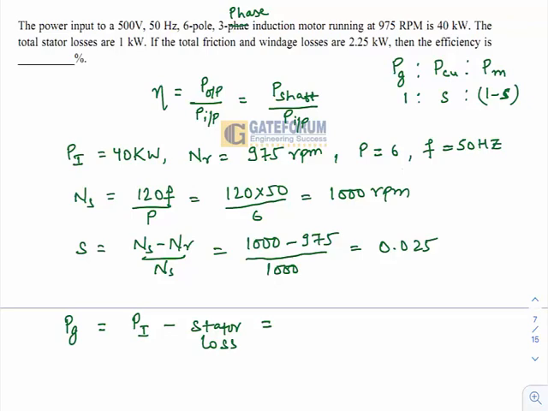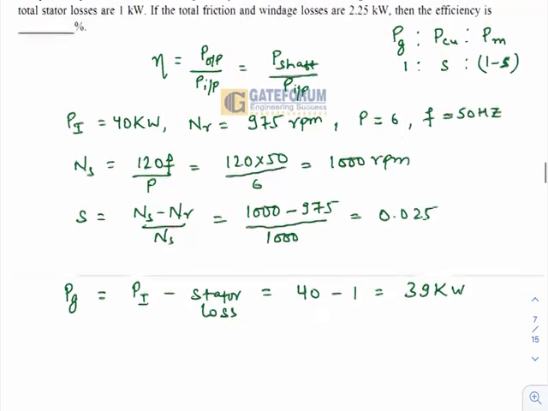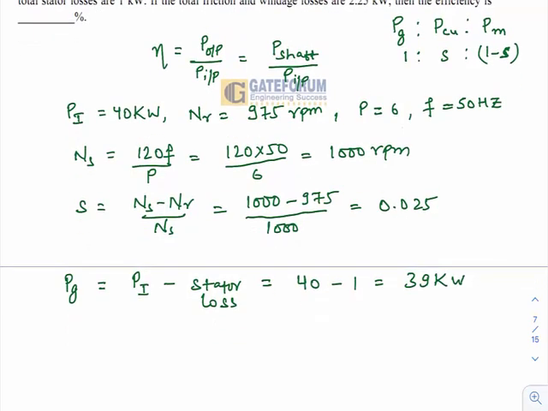तो PI कितना दिया हुआ है? PI दिया हुआ है आपको 40 किलोवाट minus stator losses, that is 1 kilowatt, you will get as 39 kilowatt. So PG air gap power comes out to be 39 kilowatt.